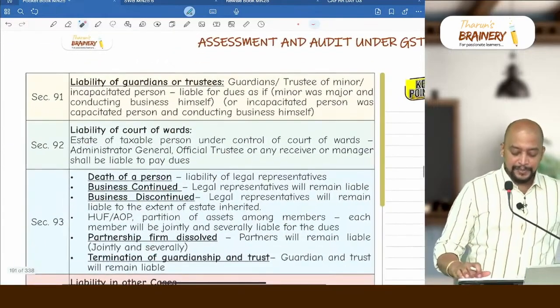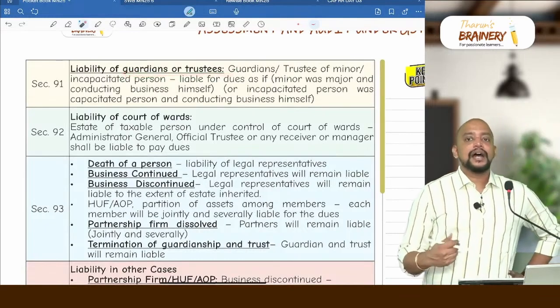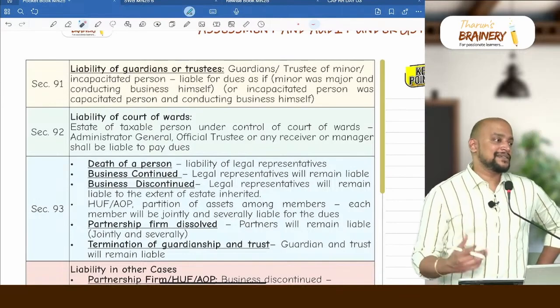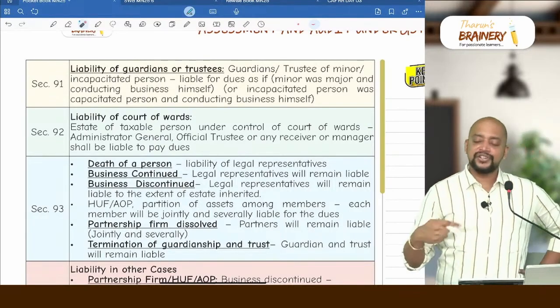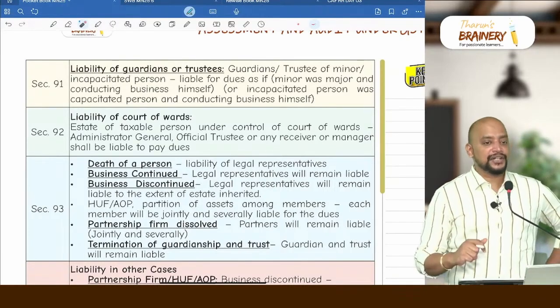Okay, then next, section 91, liability of guardians or trustees. Guardians or trustees will be appointed for the purpose of a minor or incapacitated person or a trust. So therefore they are liable to pay the dues, but generally a contract with a minor is void. So therefore GST liability shall not arise.